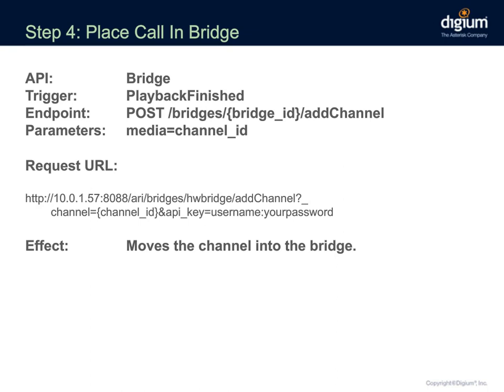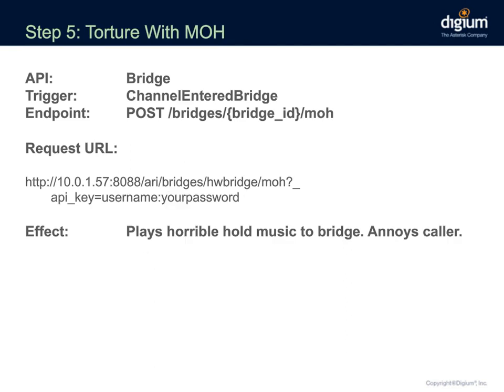Now the caller won't notice any difference because there's nothing else in the bridge at the time, but we can easily add music on hold to that bridge. So the next and final step in this walkthrough, we'll actually use the bridge's MOH, or music on hold method, to turn on music on hold. And here you see again, we're going to call the bridges API, HW bridge is the bridge we're working on, and MOH is the command. And again, all we need is the API key at that point, and it will start music on hold playing, and I'm sure the people in the bridge will just really appreciate that, because everybody loves music on hold.